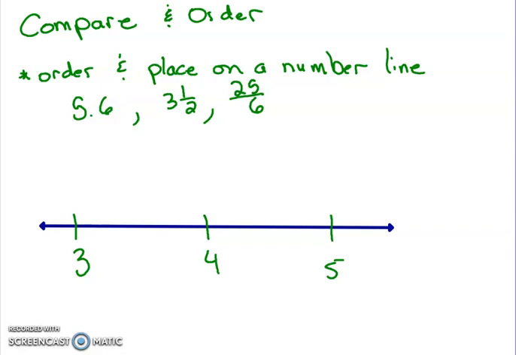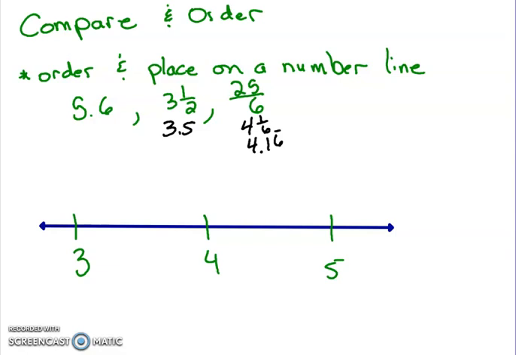So this is already 5.6. This is 3.5 as a decimal. And then this right here, if you divide this, 25 divided by 6, that's going to be 4 and 1/6 as a fraction. And if you want to write that as a decimal, you would get 4.16 with a bar. So if you put them in decimal formation, that's what they would be.